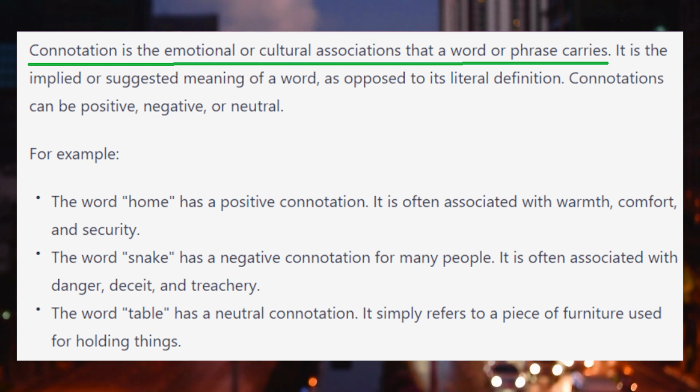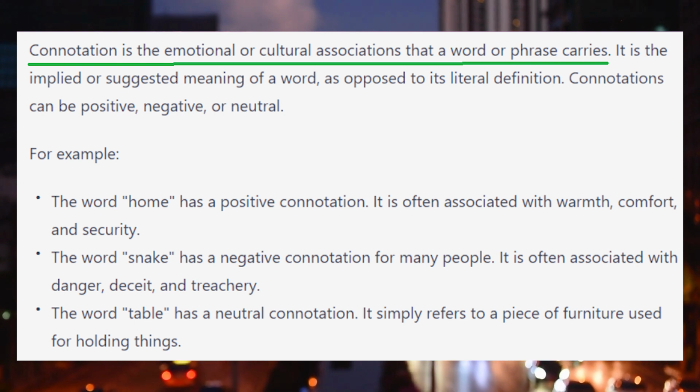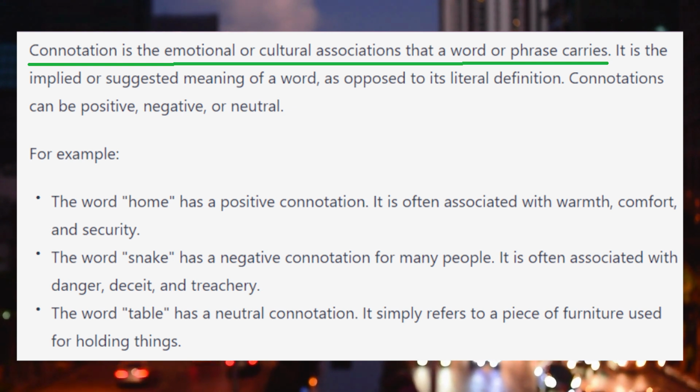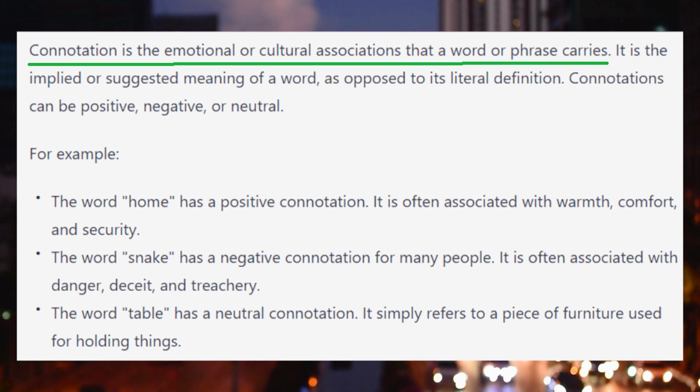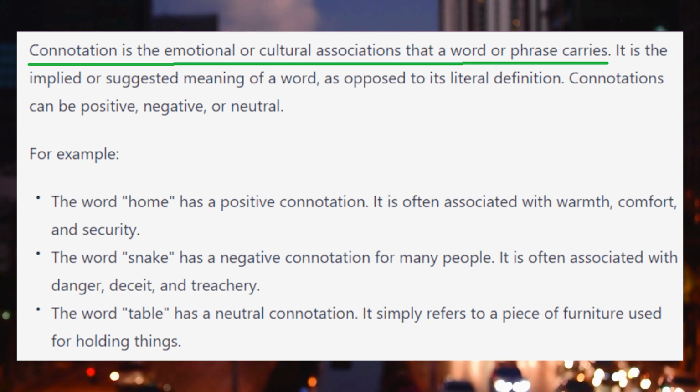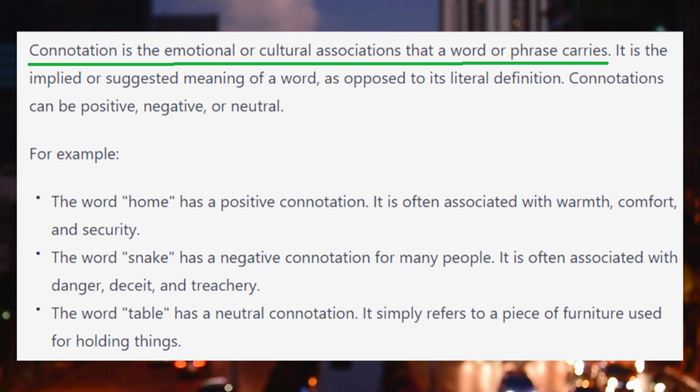Connotations of words can be positive, negative, or neutral. Some examples. The word home generally has a positive connotation to most people. It's often associated with warmth, comfort, and feeling secure. However, the word snake typically has a negative connotation for many people. It's often associated with danger, deceit, and treachery.